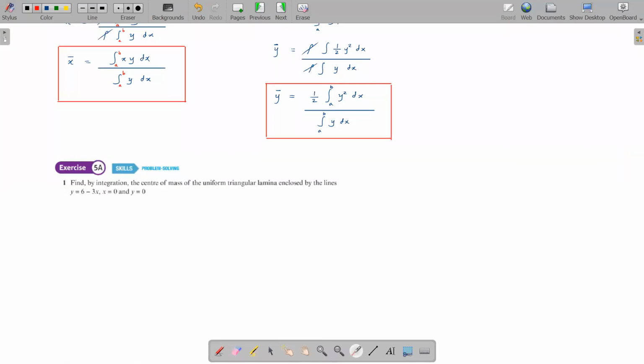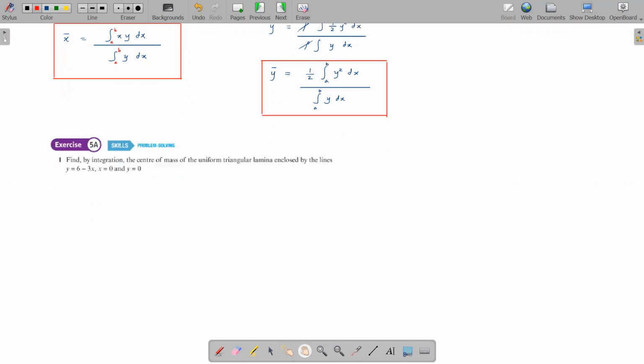All right, guys. So let's practice with the sum here. This is from exercise 5A, question number 1. They say find by integration the center of mass of the uniform triangular lamina enclosed by the lines y equals 6 minus 3x, x equals 0, and y equals 0. Okay, so let's quickly draw this particular line. So how does y equals 6 minus 3x look like?